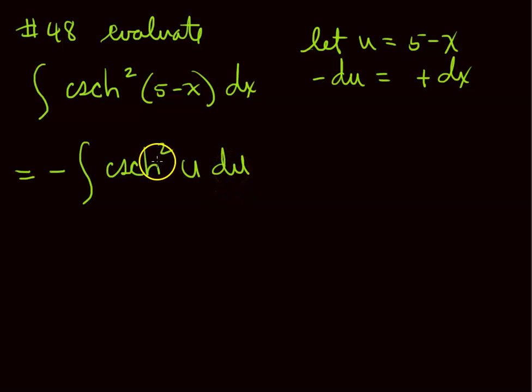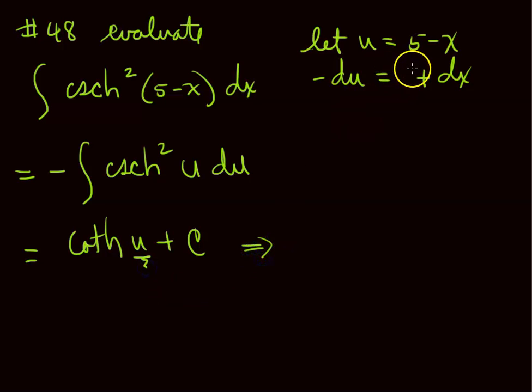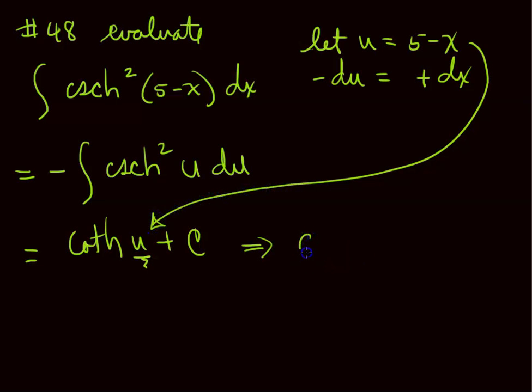Well, what is the antiderivative of cosec squared du? I guess this negative should go with that, because when you get the negative, it is the cot u plus some constant c. But I don't want u. I want to replace that. And I get the cot of 5 minus x plus some constant c.